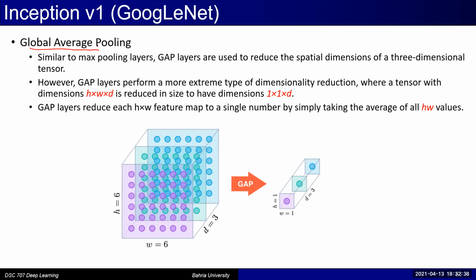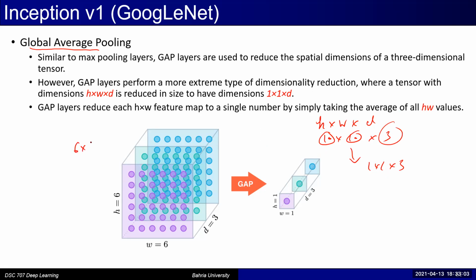But what it does is that if you have an input of H cross W cross D, right? Or maybe you say 10 cross 10 cross 3. When you do global average pooling, it will shrink it to 1 cross 1 cross 3. Means whatever this number is, it will become 1 and the depth is preserved. Now, how does it work? It's a good idea to see this example.